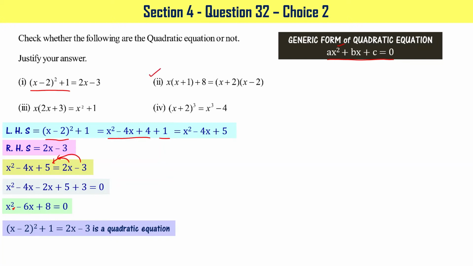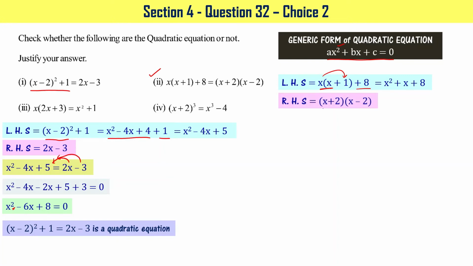Now let's see the second part. LHS of the second part is x times x plus 1 plus 8, right? This can be rearranged and written as x square, that is x into x, plus x, that is 1 into x, plus 8. RHS is x plus 2 times x minus 2. This is looking like a plus b times a minus b, right? That is equal to a square minus b square, right? Similarly, it can be written as x square minus 4.